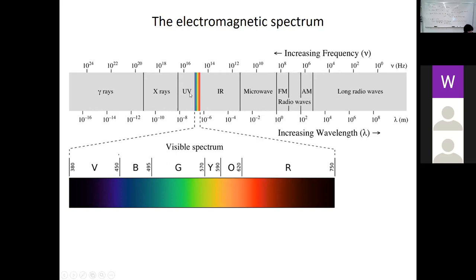Then UV, ultraviolet light, X-rays, and gamma rays are right here at the end of this spectrum. So the wavelength is quite small. It's on the order of 10 to the minus 14 meters. That means the frequency is very high and it's a very dangerous particle. And 10 to the minus 14 is actually on the order of the size of a proton or electron.